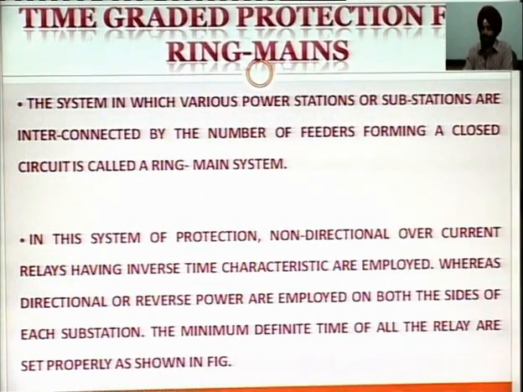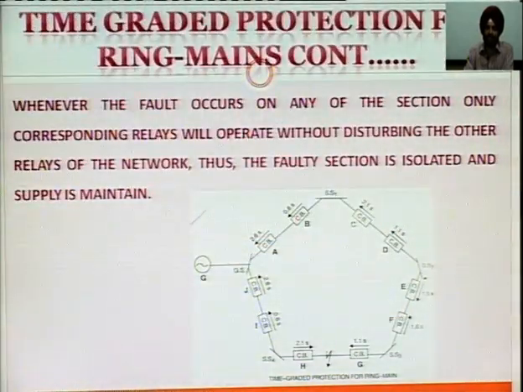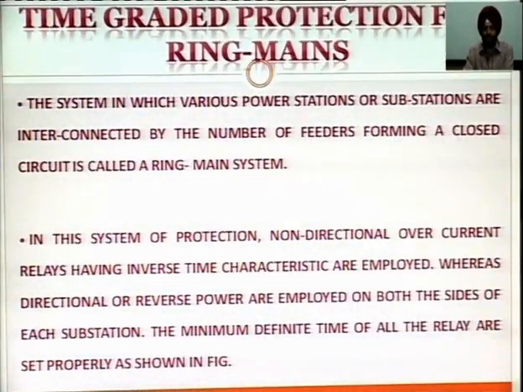Then we have the ring main system. You can see this is our ring main system. The system in which various power stations and substations are interconnected by a number of feeders forming a closed circuit is called a ring main. In this system, non-directional overcurrent relays having inverse time characteristics are employed, whereas directional and reverse power relays are employed on both sides of each substation.